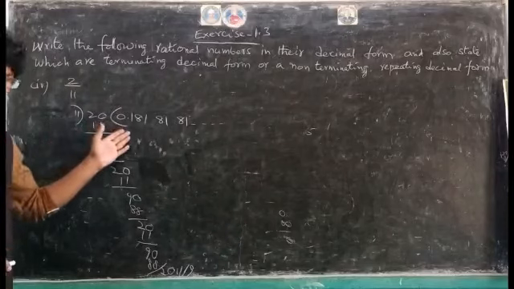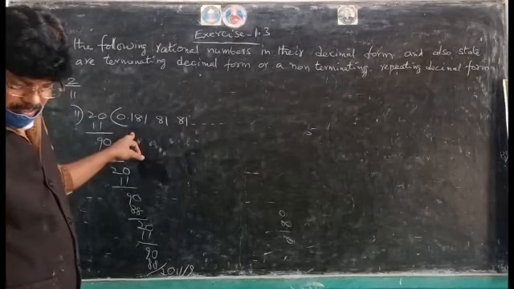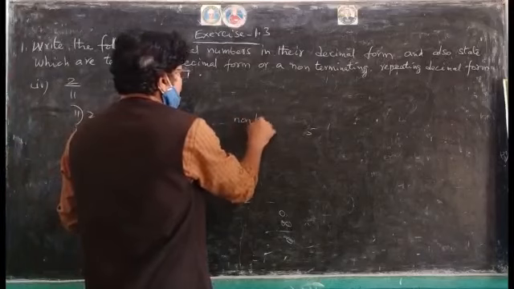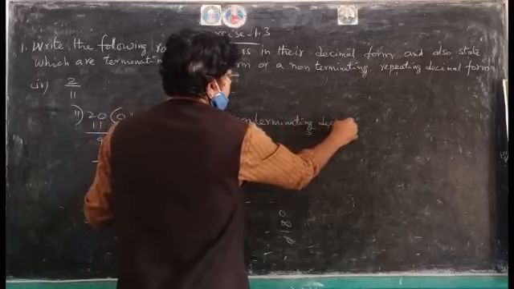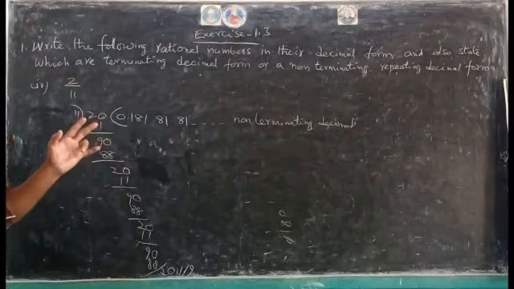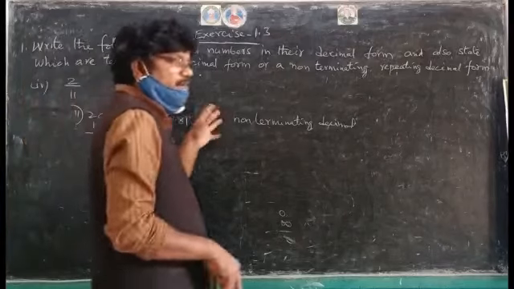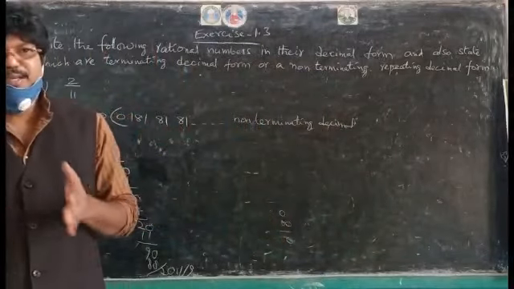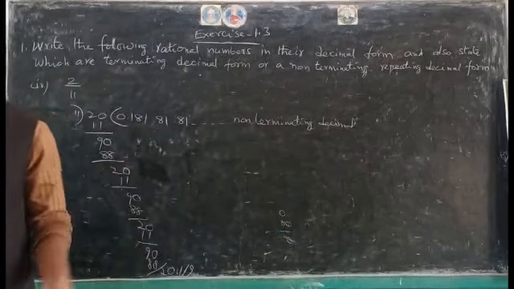It is repeating. State which are terminating or which are non-terminating repeating decimals. It is a non-terminating decimal, a repeating decimal. Here there are two types: terminating decimal, and non-terminating or repeating decimal. Repeating this 81, 81. The answer is 81, 81, 81 repeating. Okay, copy down.